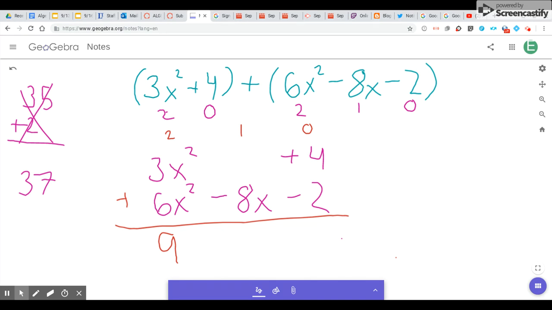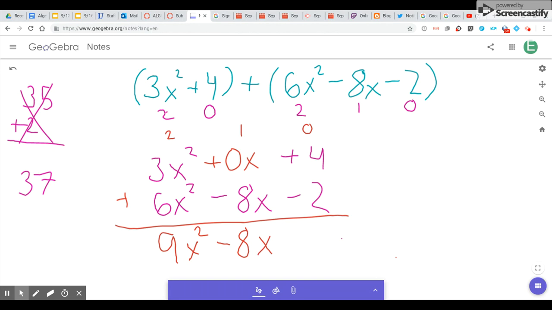So I do not add the exponents. It's just 9x squared. Okay, there's an invisible 0x right here because I don't have a linear term. And I can think of this one as a negative 8. So it's really 0 plus negative 8, which is still negative 8x.